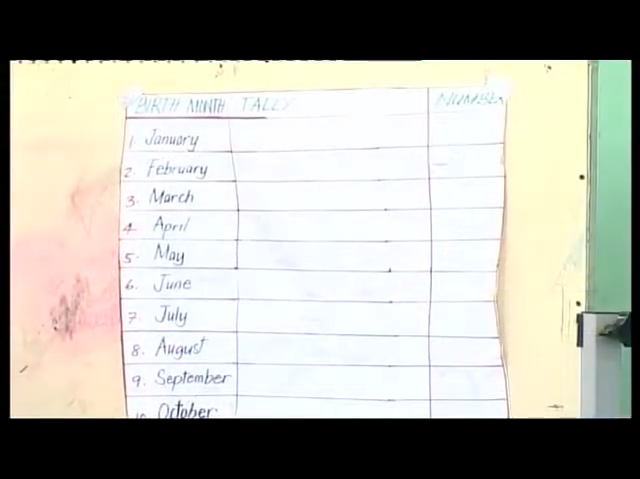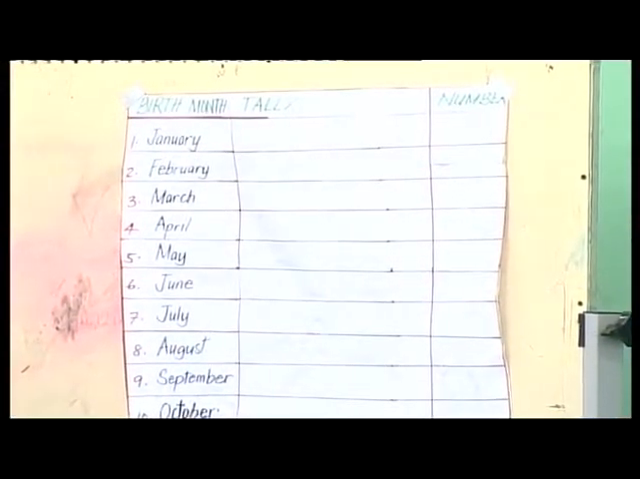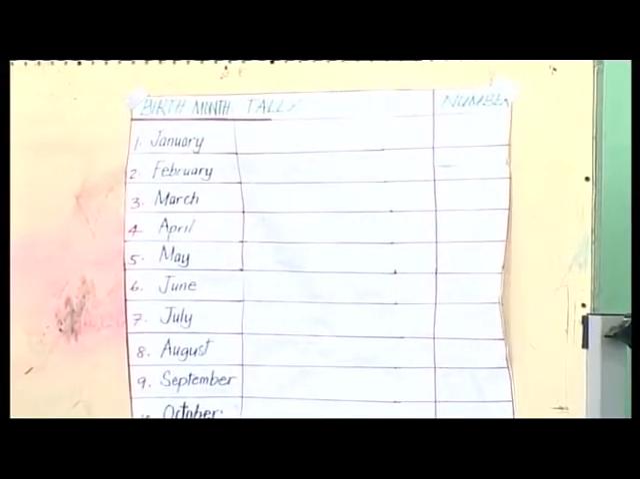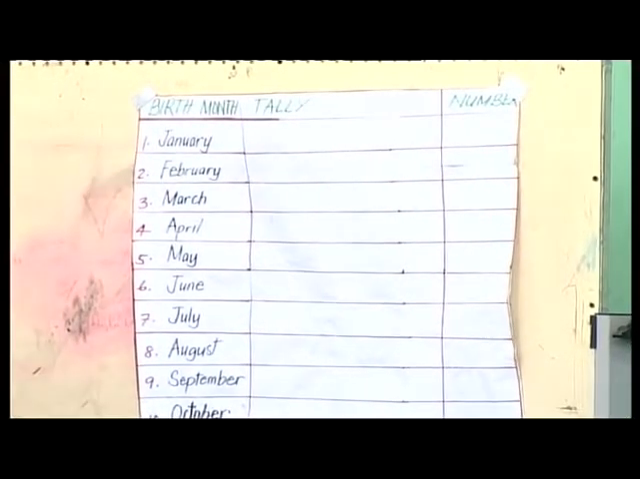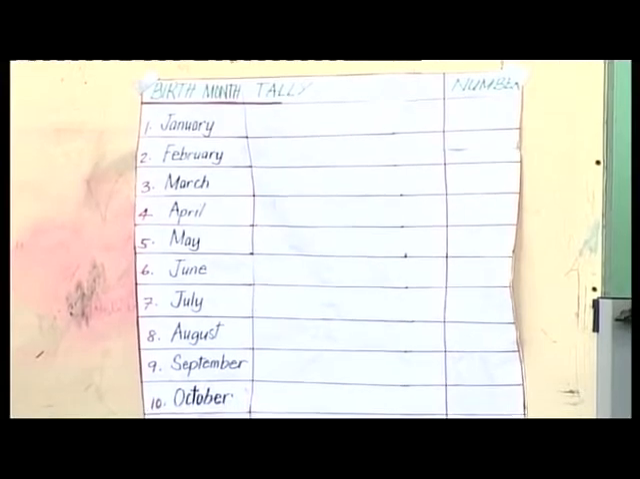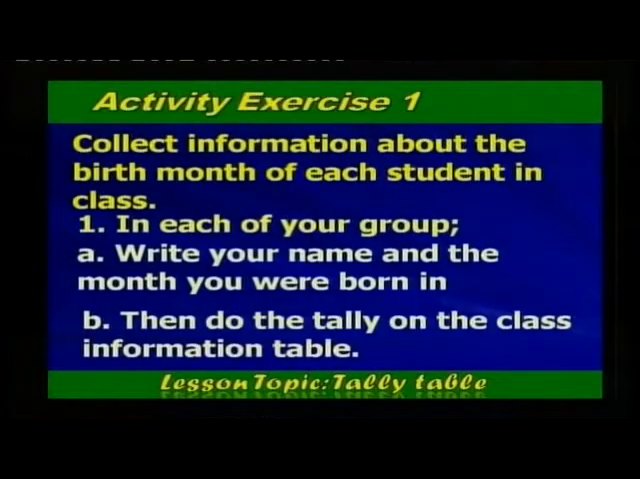Now, if you don't complete this exercise today, we will correct it in our next lesson when we recap on our exercise. Are you clear with that? So I'm giving you time to complete this and we will complete the table. So please, you can start.